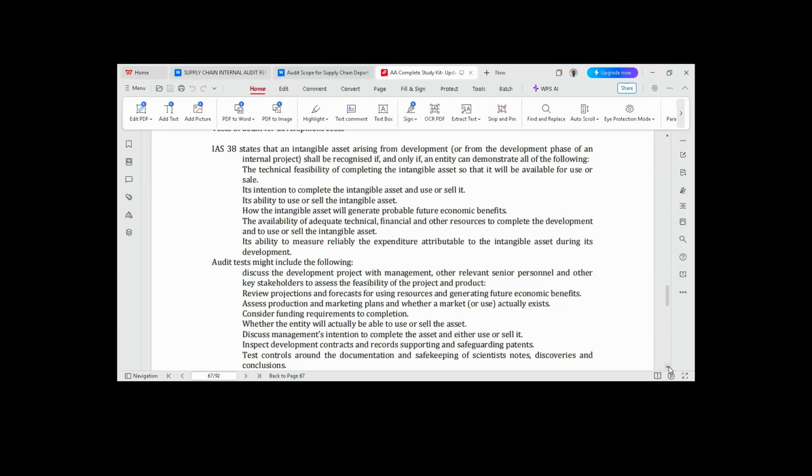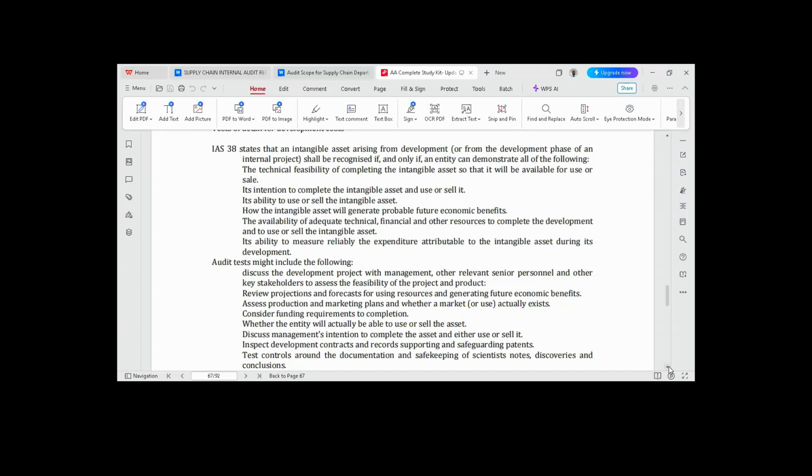Review projections and forecasts for using resources and generating future economic benefits. You need to carry out a forecast analysis. You need to assess production and marketing plans and whether a market actually exists. Are there people that want to go to the moon? You can't compare Elon Musk's project of transporting people to the moon in America to Nigeria. In Nigeria, nobody would like to go to the moon because there are other pending issues affecting us more than going to the moon.